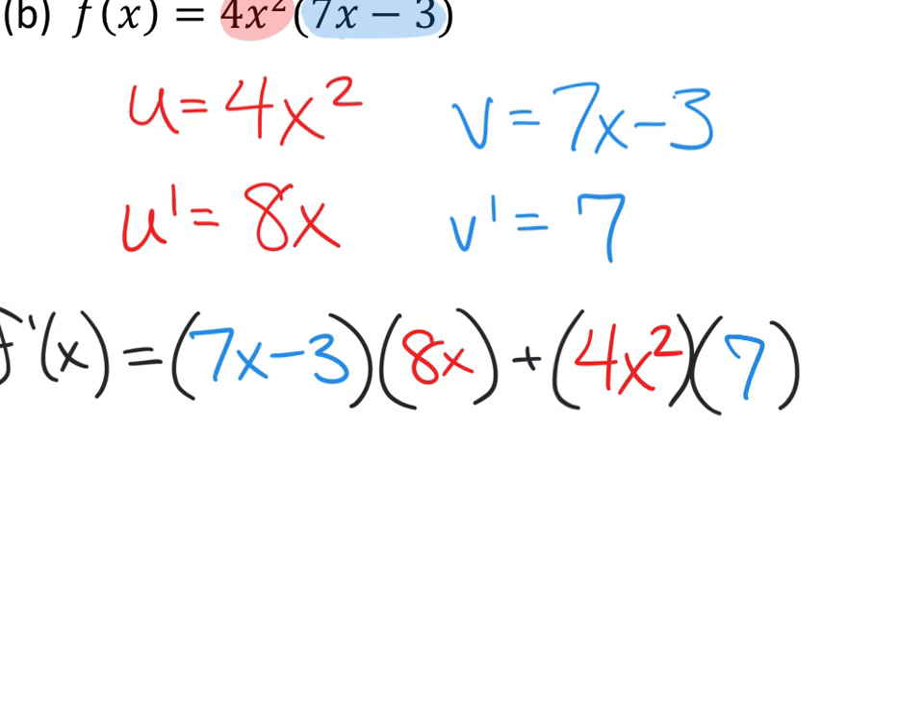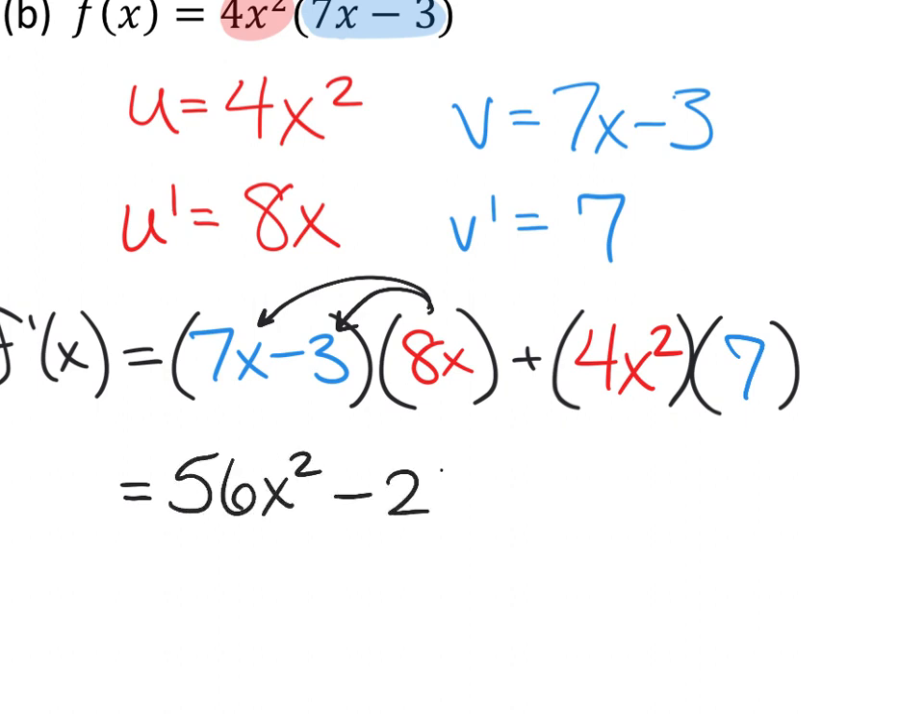Okay. Now we got to clean this up. To clean this up, since this is all polynomials, what can we do here? Distribute. This is going to be 56x squared minus 24x plus 28x squared.